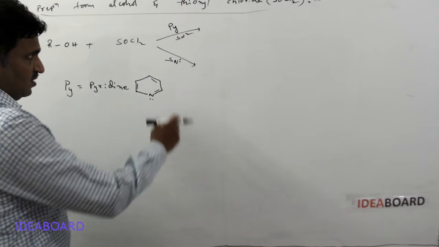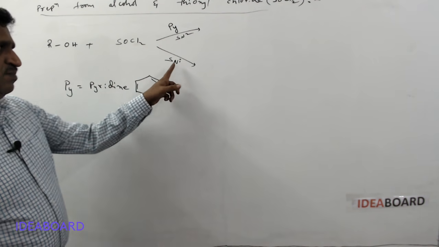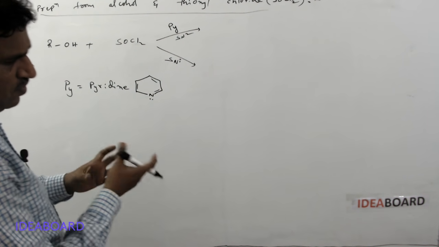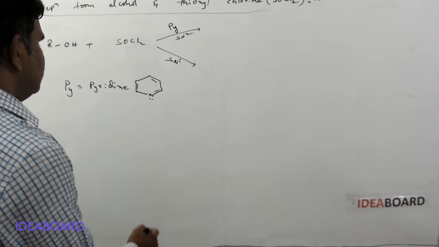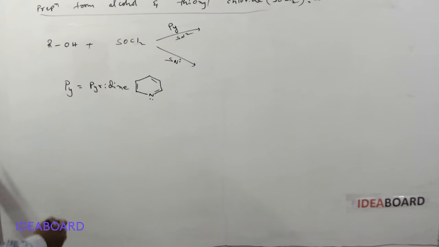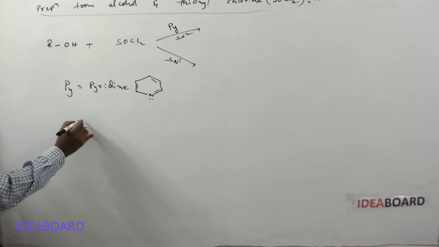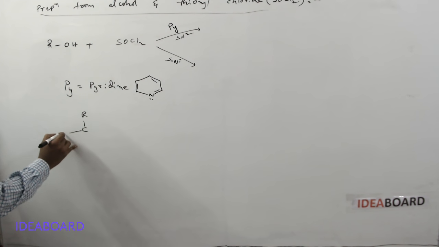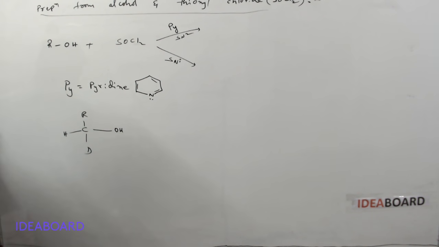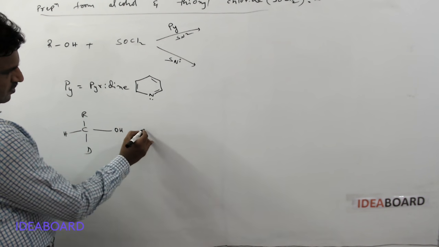SN2 means bimolecular nucleophilic substitution reaction. SNi means internal nucleophilic substitution reaction. Within the molecule, nucleophilic substitution occurs. Here we will give the products based on the reaction occurring. So first I am taking the SNi reaction. Suppose I have R, H and D, and here the OH group is present. Please remember this is a chiral carbon atom.